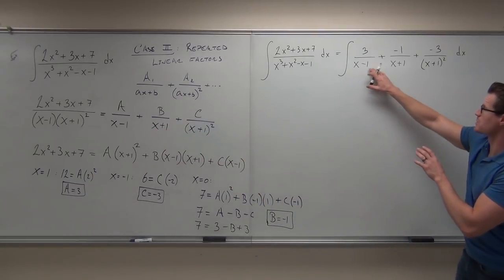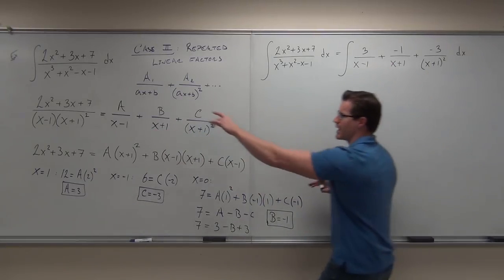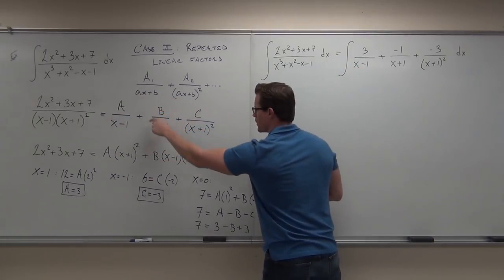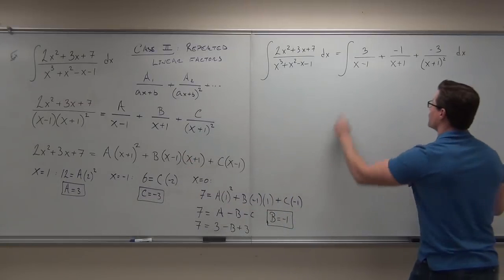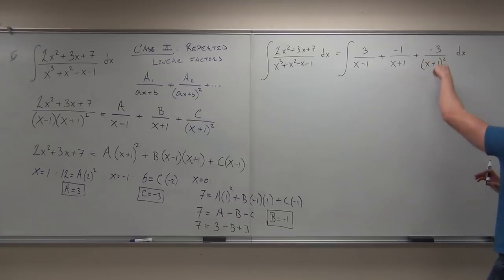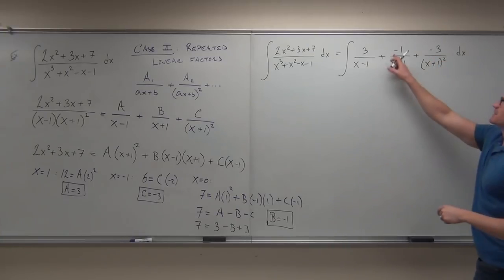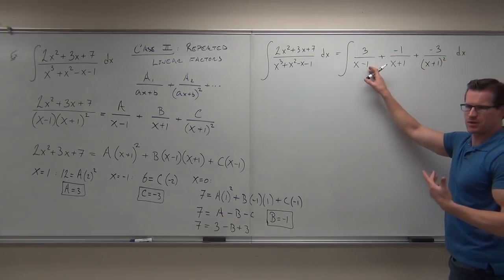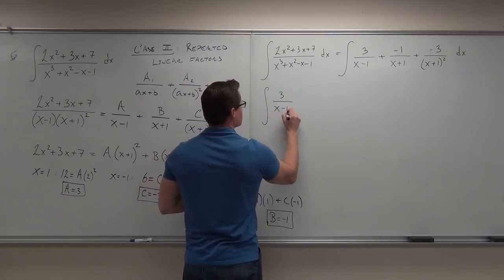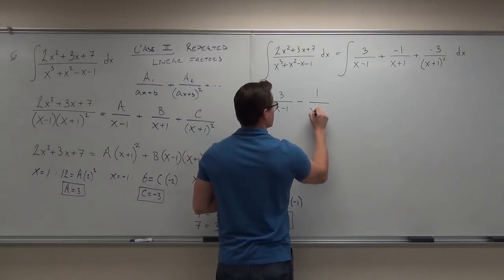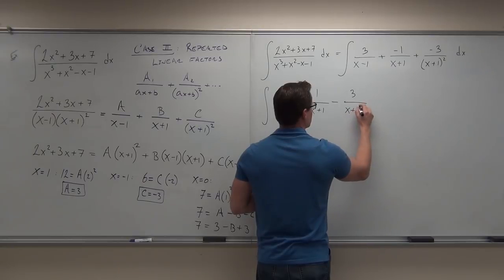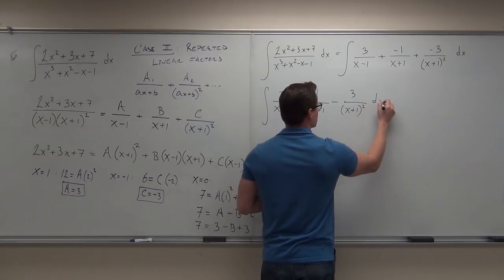We're going to double check. X minus 1, x plus 1, x plus 1 squared. We want A over x minus 1, so 3 over x minus 1. We want B over x plus 1, so -1 over x plus 1. We want C over x plus 1 squared, -3 over x plus 1 squared. So far, so good? Maybe clean this up because it's kind of ugly looking. So instead of plus negatives, let's make this the integral of 3 over x minus 1 minus 1 over x plus 1 minus 3 over x plus 1 quantity squared dx.